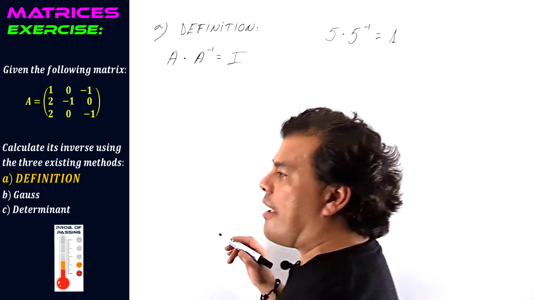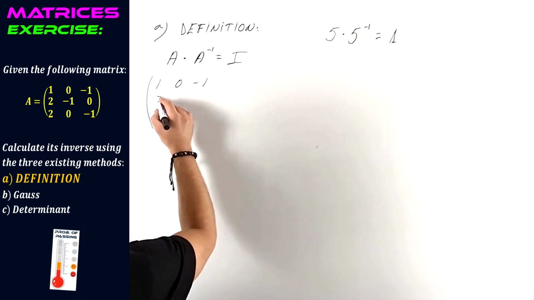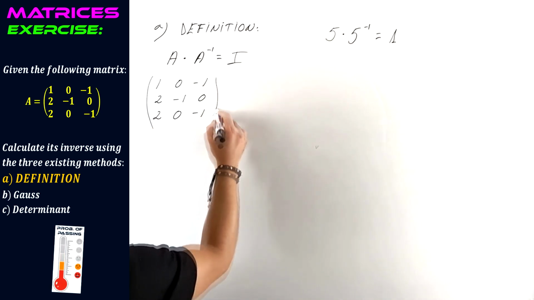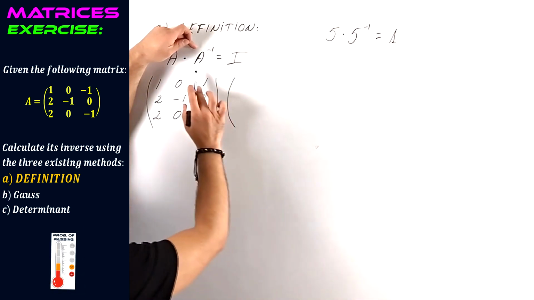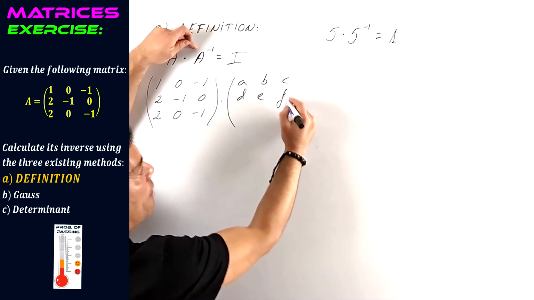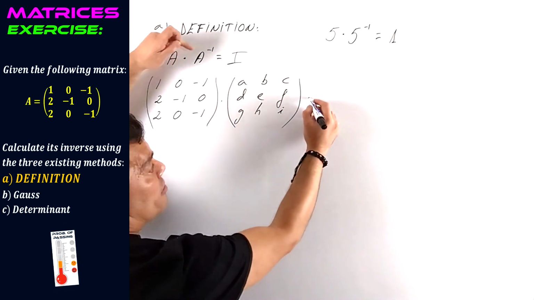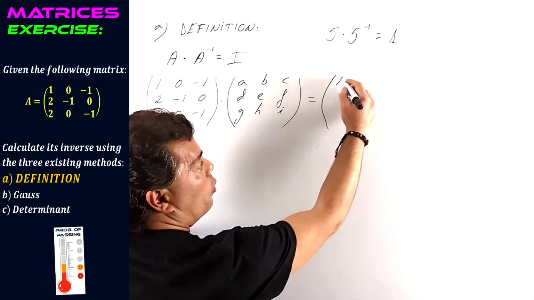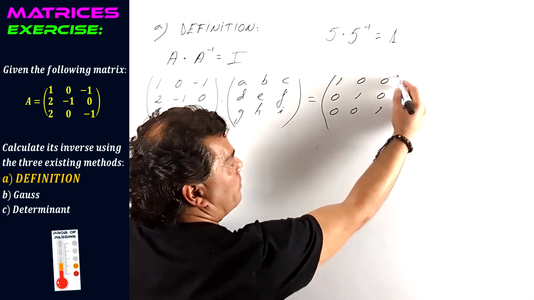This is the way we are going to walk. First, let's copy matrix A: 1, 0, negative 1, 2, negative 1, 0, 2, 0, negative 1. And now we are creating a template for its inverse: A, B, C, D, E, F, G, H, I. And it must be equal to the unit matrix of order 3: 1, 0, 0, 0, 1, 0, 0, 0, 1.